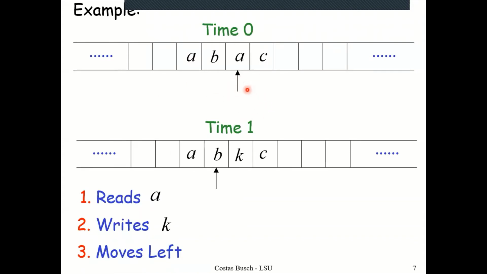there would be some state, say for example qi, and the transition function says that if the active state is qi and the symbol to be read is a from the input tape, then transit to state qj, write k instead of a, and move one step left. And the head is to move one step left. So that happens to be the transition.